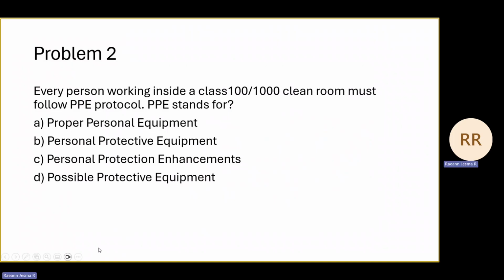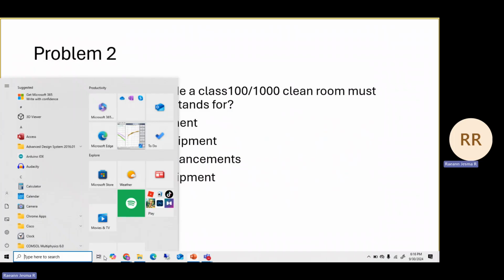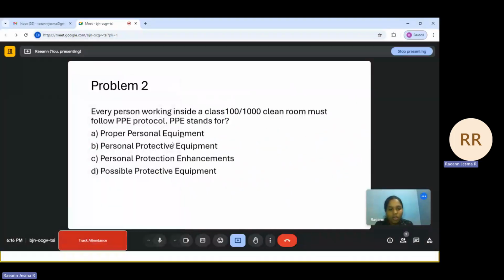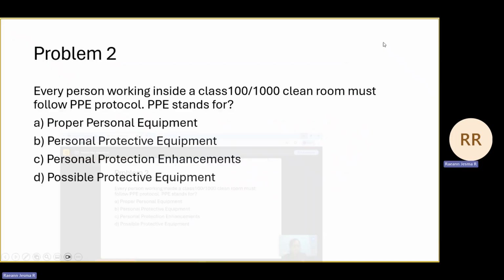You would have heard that before we go inside a clean room, we should wear some kind of PPE, right? And this PPE is generally used in semiconductor clean rooms, but you will find its use in various fields like medicine and surgery as well. So what is the expansion for this PPE?